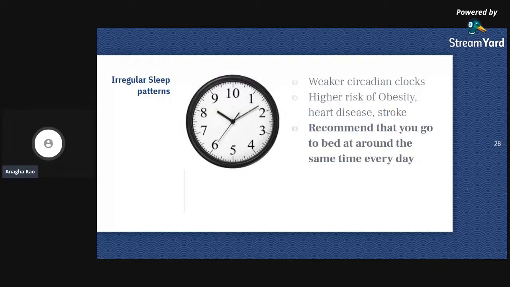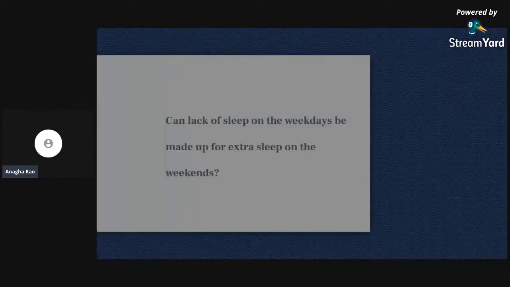It is very common because it can cause weaker circadian clocks, because we're not following our circadian rhythms, so they can become weaker. And each hour of variability, which means each hour that we sleep away from our normal sleep time, can increase the risk by 27%. It's recommended that you go to bed around the same time every day. And the main reason why people have irregular sleep patterns is the weekend versus weekday.